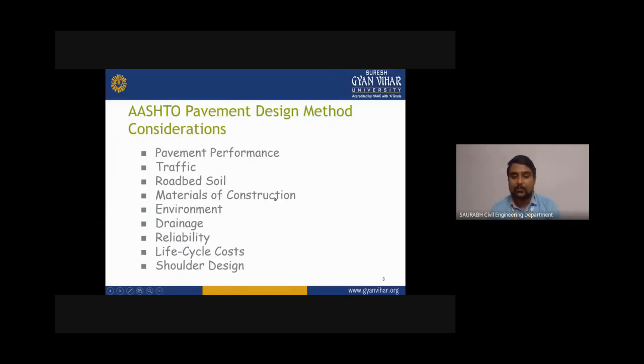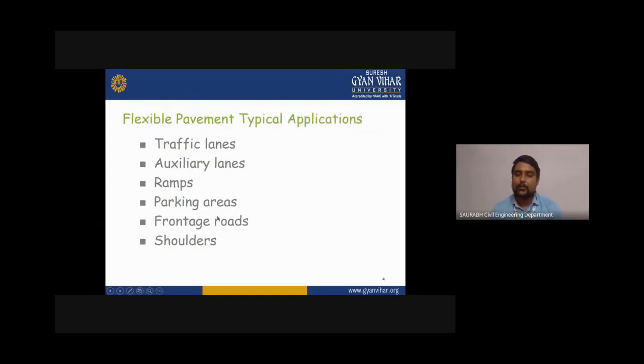Coming to the first point: AASHTO pavement design method considerations. First, it is based on the traffic performance, and it is also based on the pavement performance and roadbed soil, material of construction, environment, drainage, reliability, life cycle cost and shoulder design.